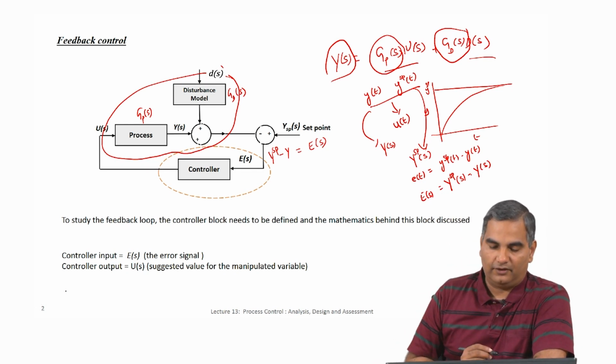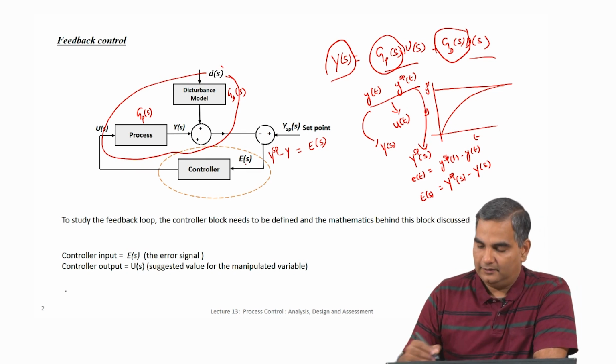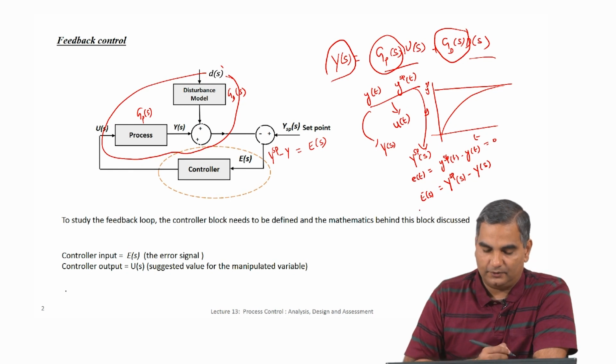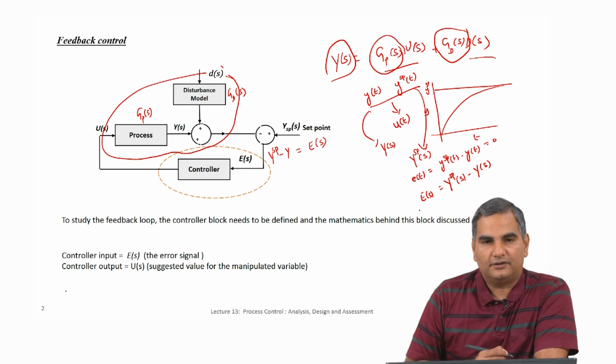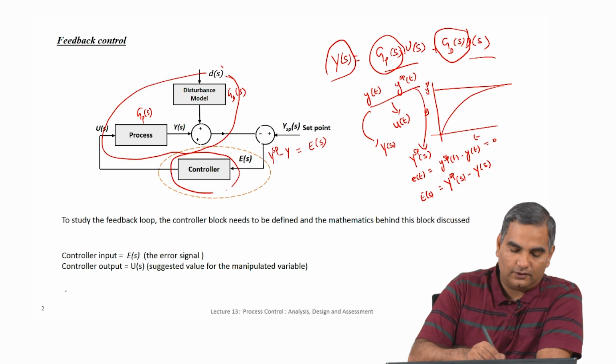So, that is what we have here. I have this E of s, which is the error, and if this were 0, then the error would be 0. Similarly, E of s will also be 0, and we take control actions only when this E of s is not 0. So, this is where we introduce this notion of the controller.